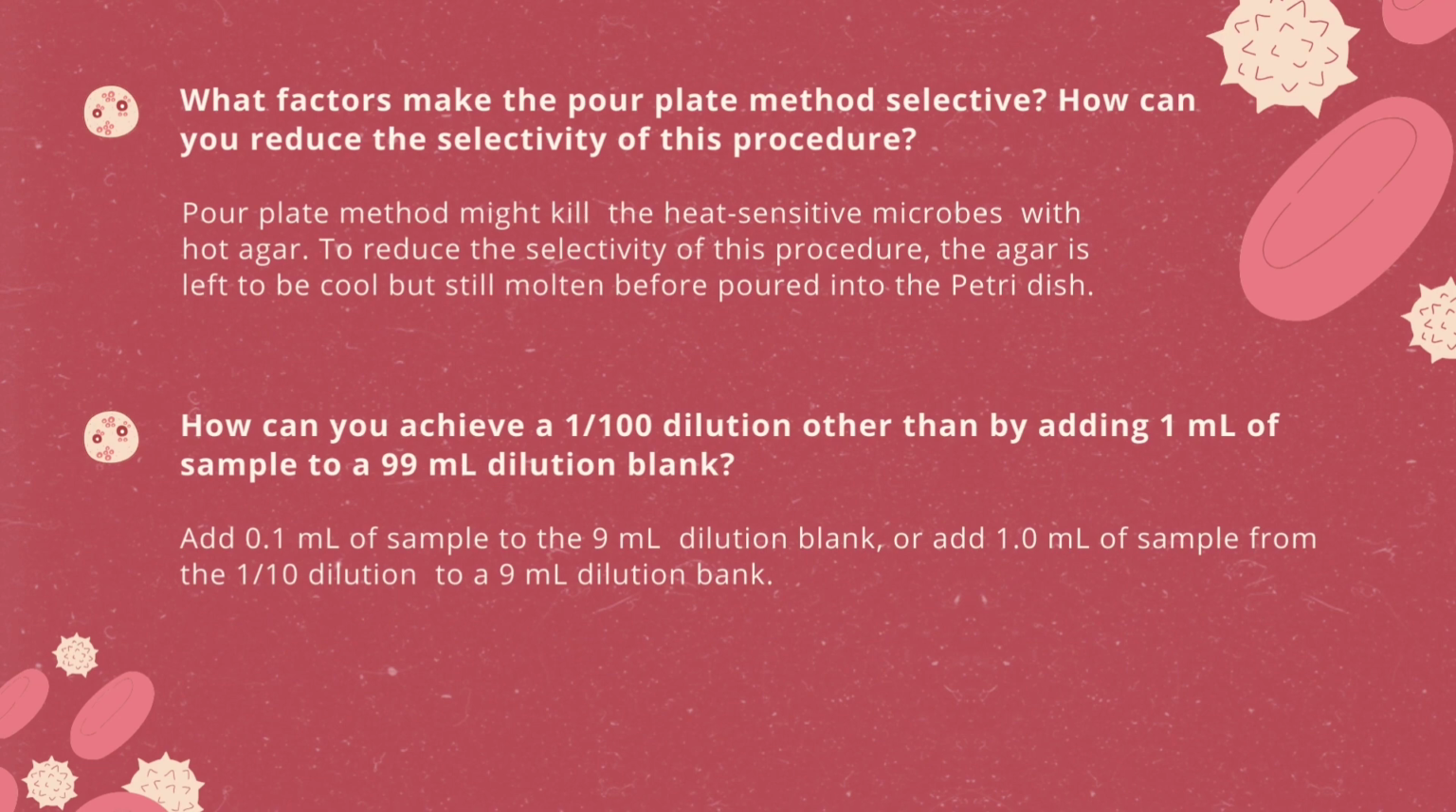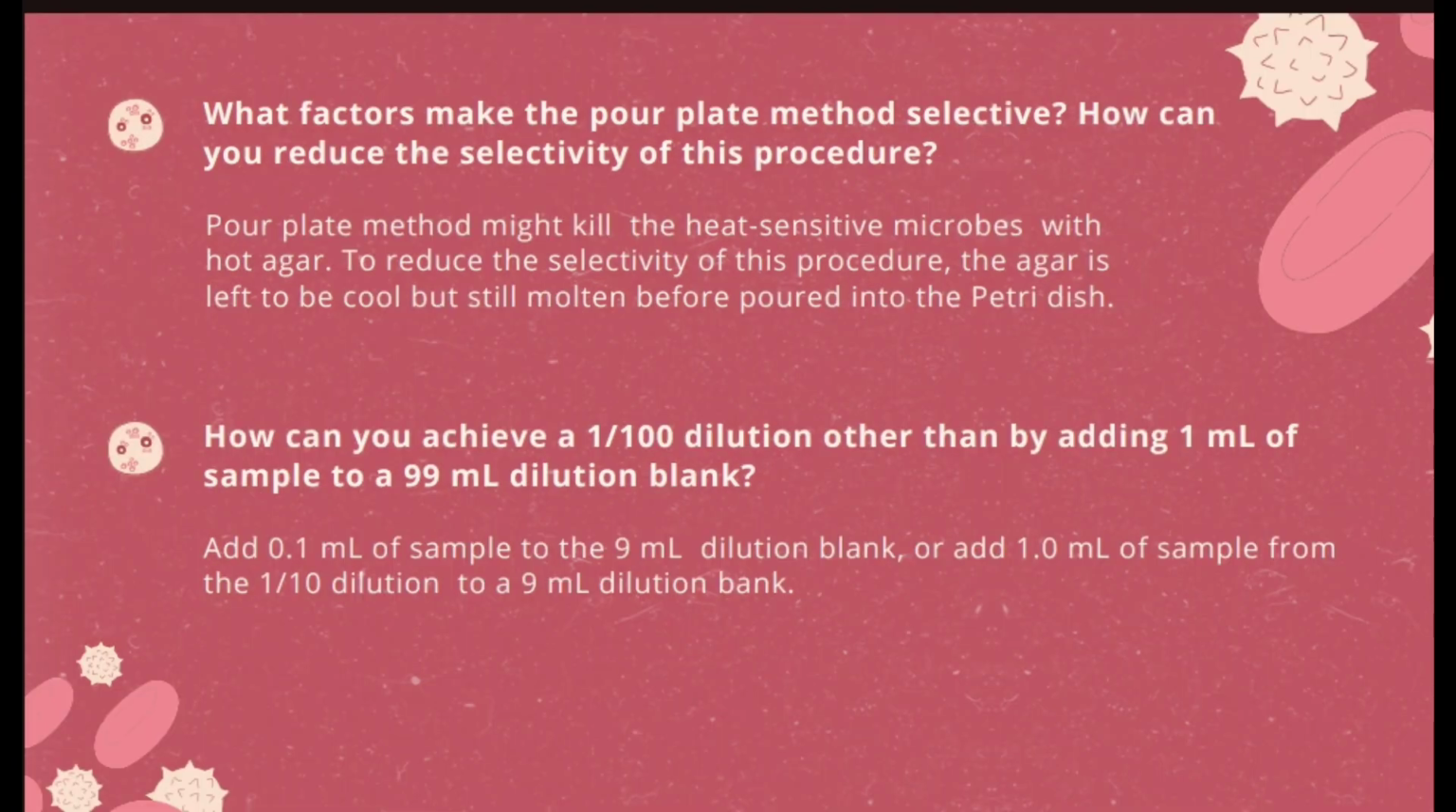The third question is, what factors make the pour plate method selective? How can you reduce the selectivity of this procedure? The answer is, the pour plate method might kill the heat-sensitive microbes with hot agar. To reduce the selectivity of this procedure, the agar is left to cool but still molten before being poured into the petri dish.